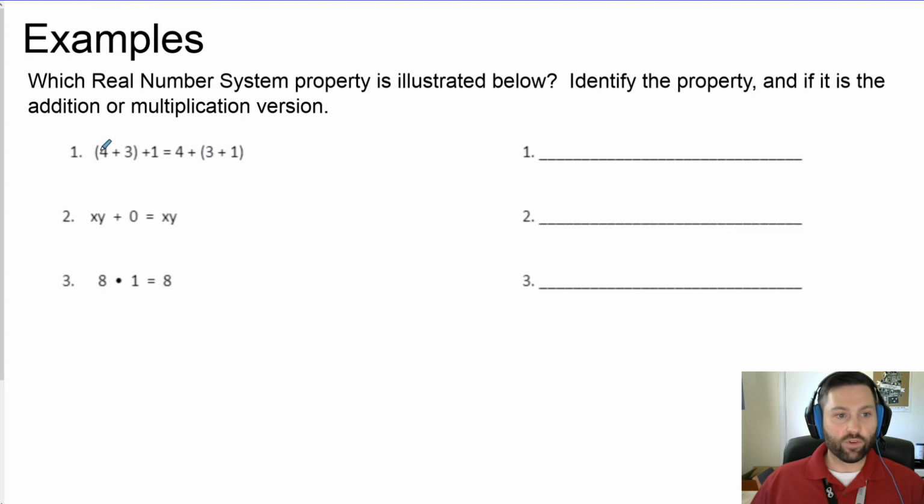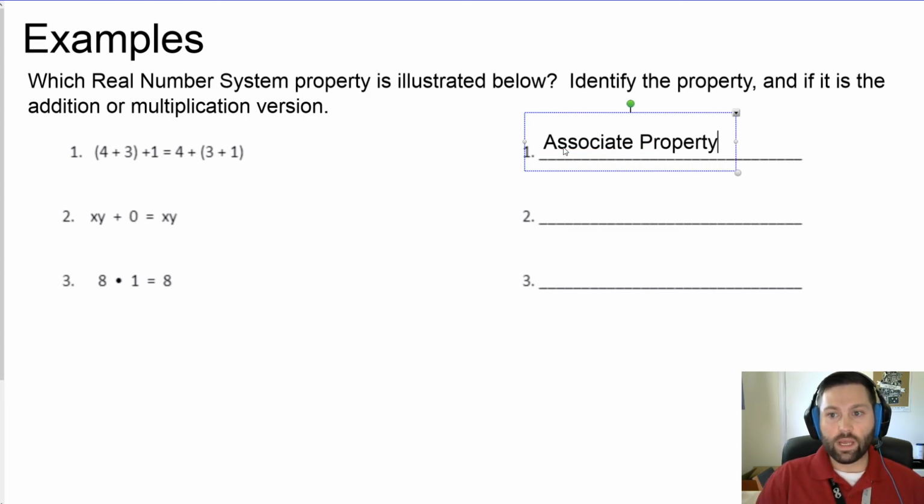So I see, for number 1, 4 plus the quantity 3 plus 1. And on the other side of the equation, I see 4, the same numbers, but then the 3 and the 1 are grouped together in parentheses. So I have regrouped them, and grouping is like association, so I know that this one is the associative property, and I'm actually going to type it rather than write it. This one is the associative property, and I notice that it's using plus signs, so it's the associative property of addition.